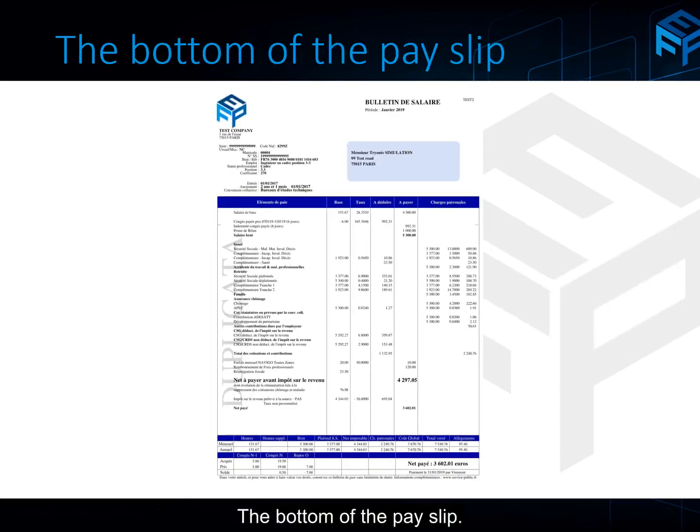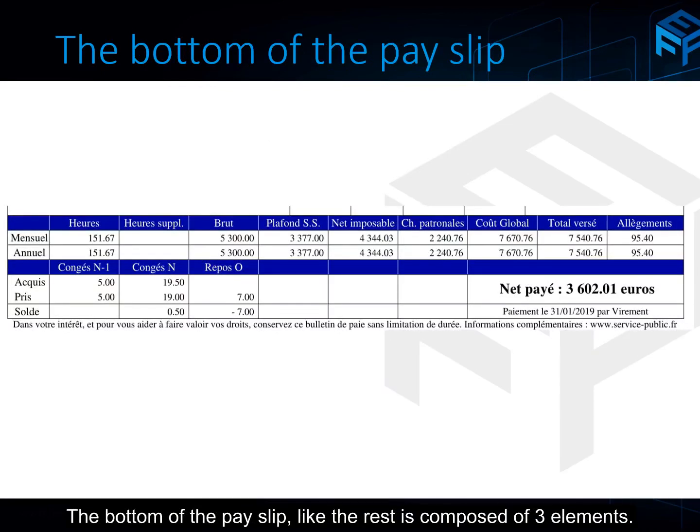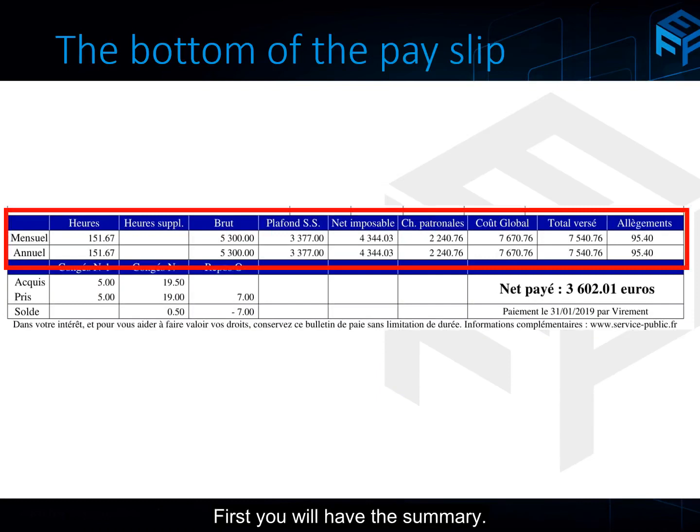The bottom of the payslip. The bottom of the payslip, like the rest, is composed of three elements. First, you'll have the summary, itself composed of two elements: the monthly summary and the yearly summary. The elements summarized are the hours, the overtime, the gross salary, social security ceiling, net income tax, employer contribution, employer total cost, employer total payment, and employer social contribution relief.